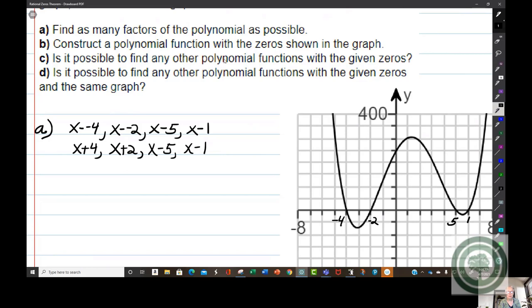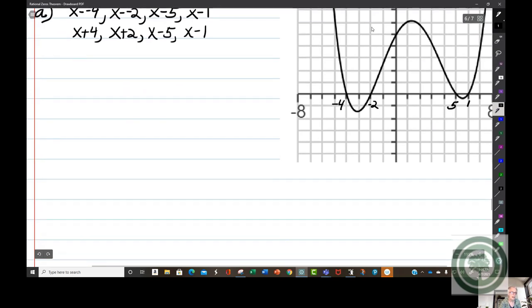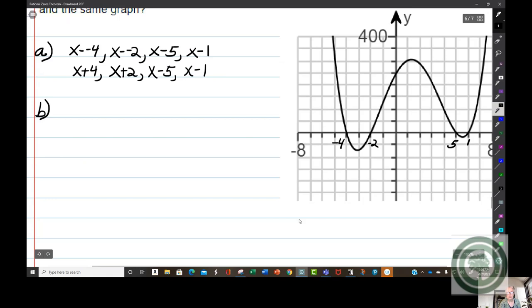Now construct a polynomial with the zeros of the graph. What they want is a polynomial with a equals 1. However, that is one polynomial you could construct. So it's not like it's wrong. It's just not the best one for this particular graph. But x plus 4, x plus 2, x minus 5, and x minus 1.